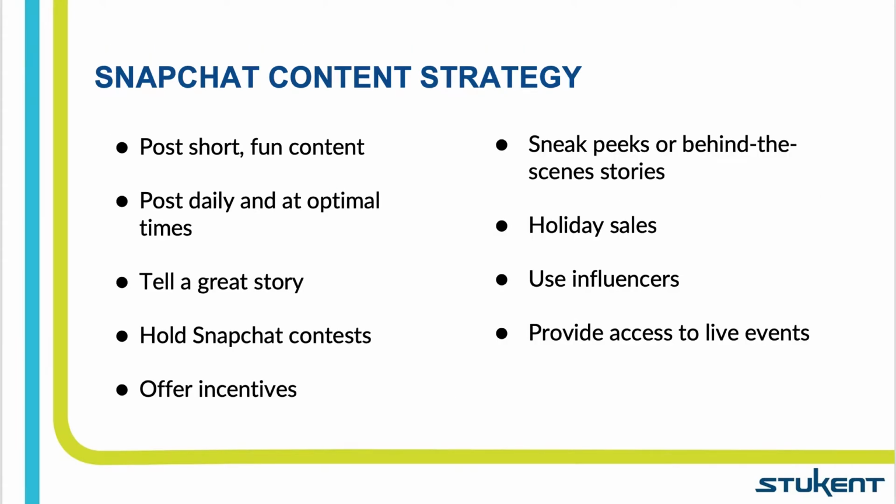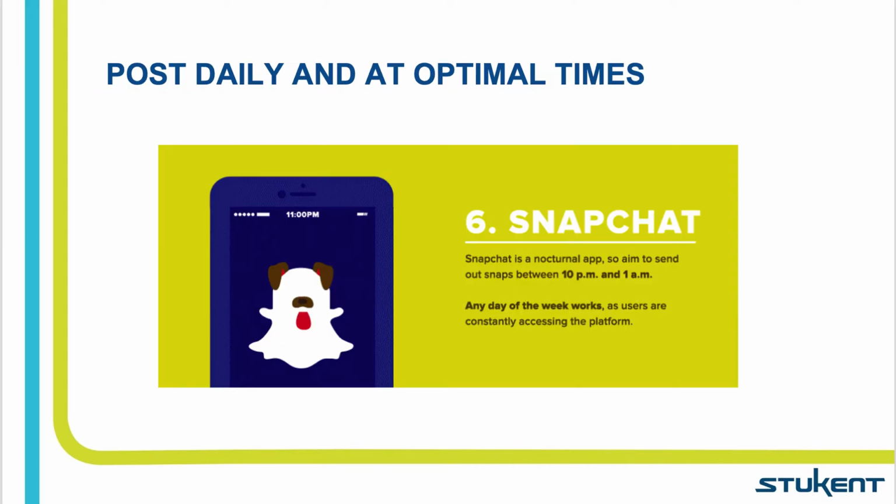Snapchat content strategies. Short, fun content. Daily, optimal times. We'll look at the heat map, I'm sure. Tell a great story. Hold Snapchat contests. Offer incentives, sneak peeks, and behind the scenes. Holiday sales. Use influencers. Hey, can I get one of the Kardashians to help me sell my shoes? That type of thing. Provide access to live events. That's kind of behind the rope, right? Like if you're invited to something that someone else isn't, but you can give them a glimpse of it through Snapchat, you'll get some follows.